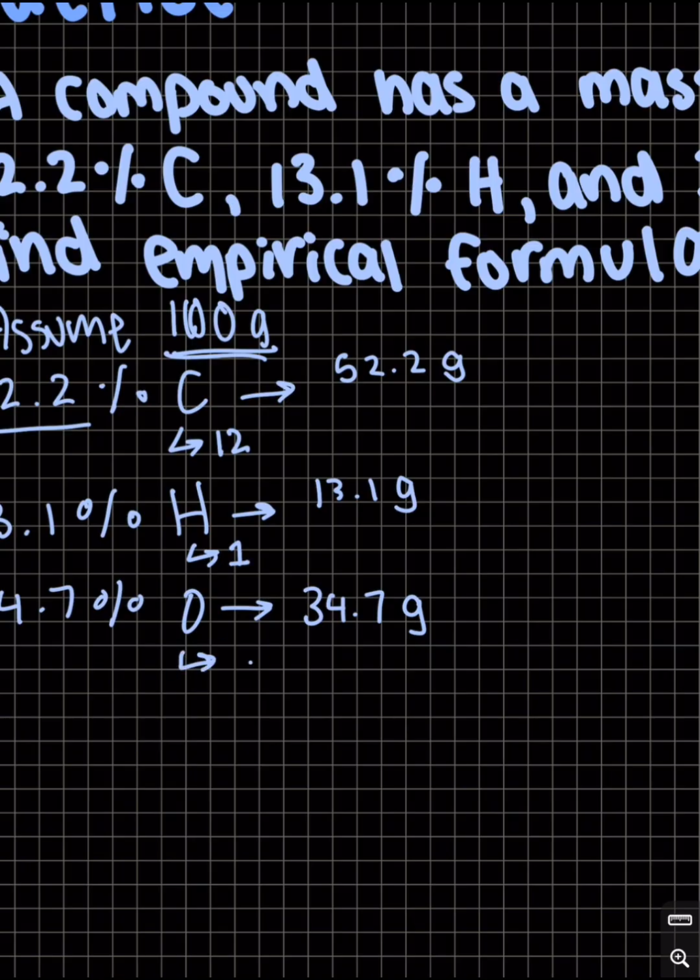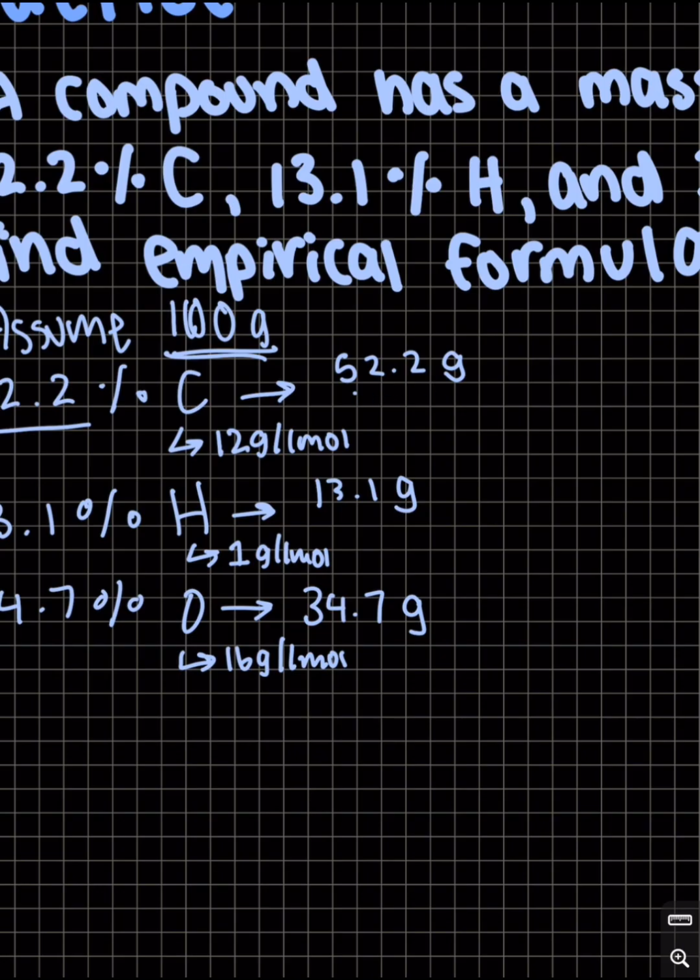And then oxygen, I'm going to be using 16. And these are all grams per 1 mole, grams per 1 mole, and grams per 1 mole. Now, the next step is to find the number of moles. How do you do that?